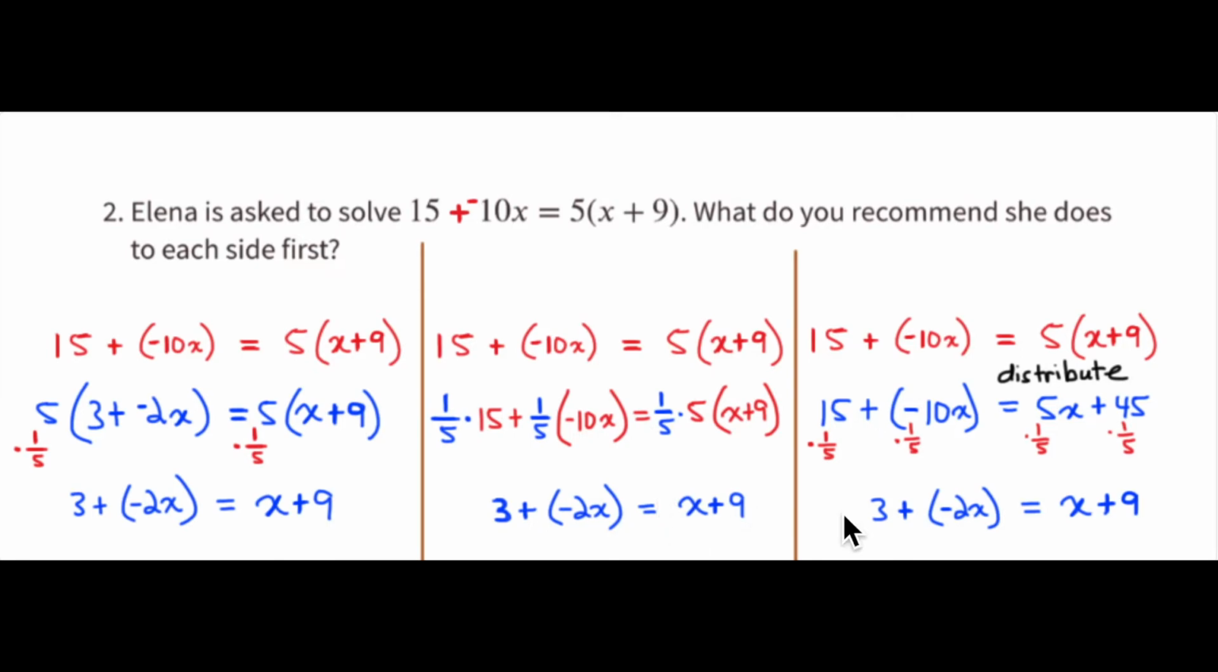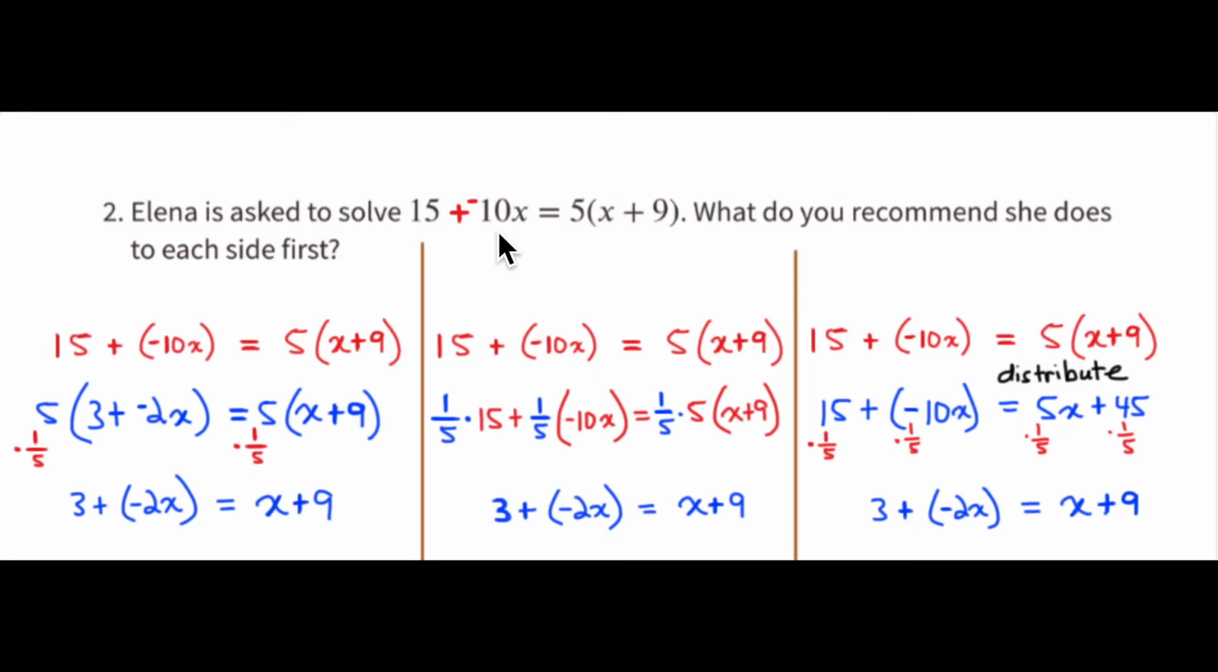And in the last example on the right, you can take 1/5 of each of these terms, because each term is a multiple of 5. So 1/5 of 15, 1/5 of a negative 10x, 1/5 of 5x, and 1/5 of 45. I would probably recommend to use the distributive property first, 5x plus 45, so this way of solving the equation over here. But the more I look at it, it might be easier to do the middle.